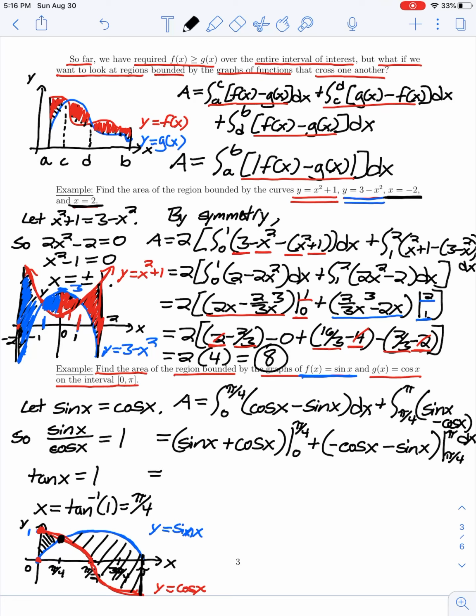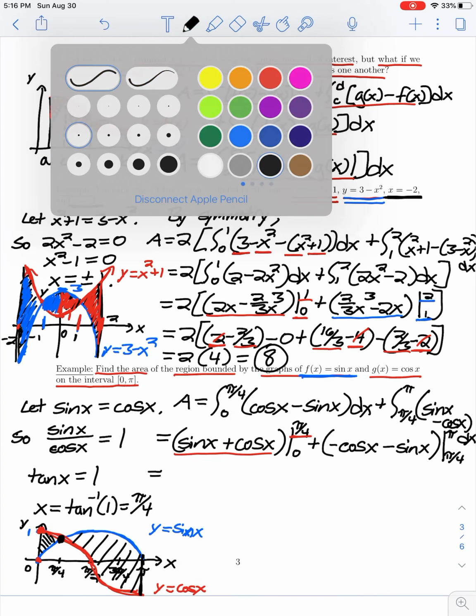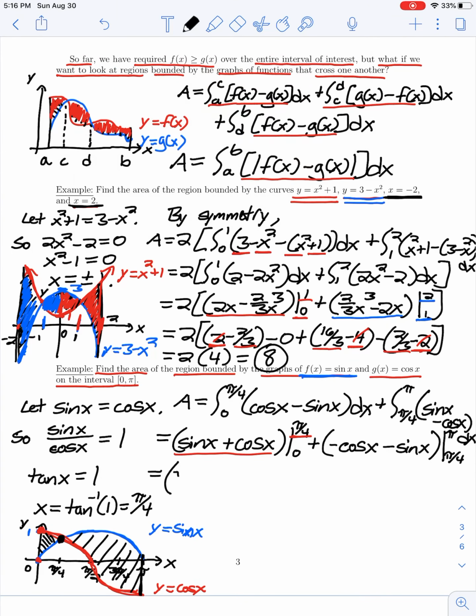So let's see what we have. Evaluating the first antiderivative at our upper limit, pi over 4, we would have sine of pi over 4, which is the square root of 2 over 2, plus cosine of pi over 4, which is also root 2 over 2. Since pi over 4 was the value where sine x and cosine x crossed one another, they have the same value at that x value. Then we subtract what we get when we substitute in 0 for x. So plugging in 0 for x here, we have sine of 0, which is 0, plus cosine of 0, which is 1.